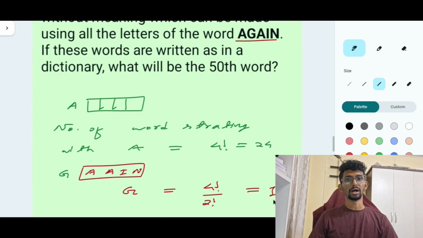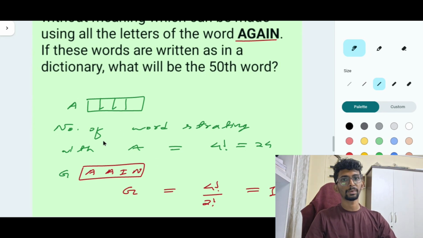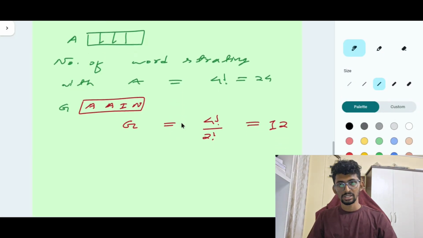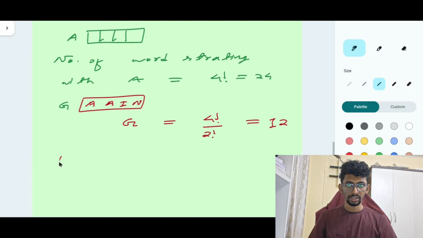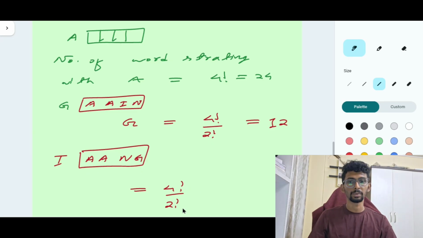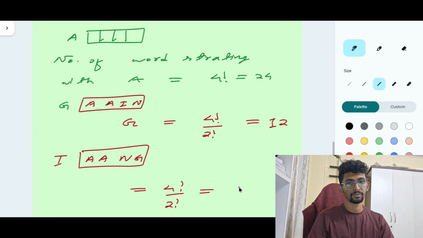Clear? Now after G alphabetically we will get I in these 5 letters. So next, similarly the number of words starting with I will be 4 factorial by 2 factorial. The reason is if I fix I, the rest of the letters are A, A, N, G. Okay, that means we have to arrange 4. A is repeating, that's why I divide by 2 factorial, so again 12.